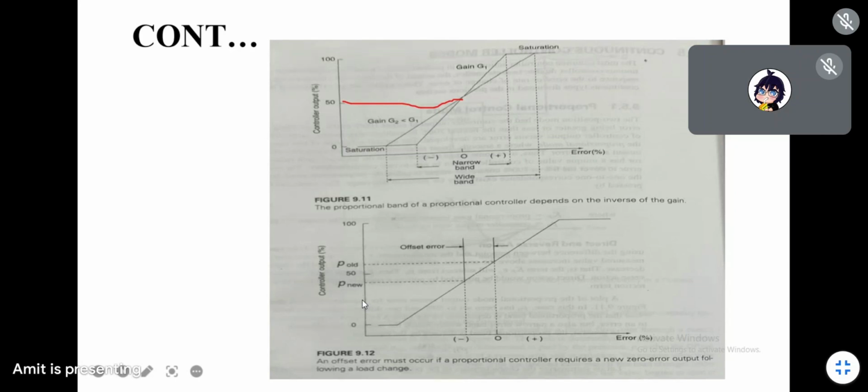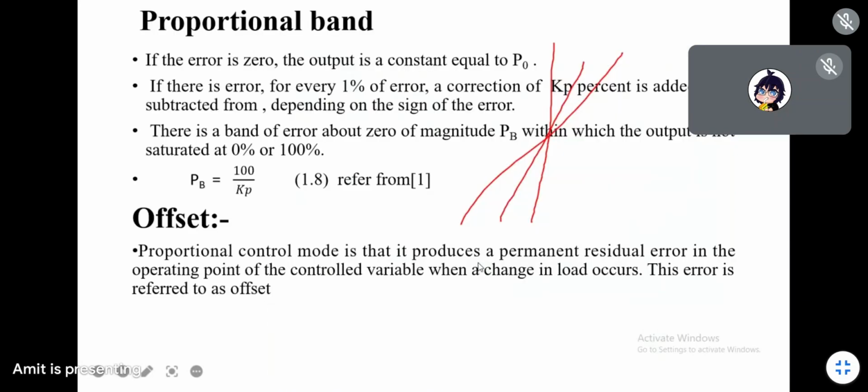Okay, so this is known as your offset error. What it is saying is that in proportional control mode, it produces a permanent residual error in the operating point of the control variable when a change of load occurs. This error is referred to as offset.